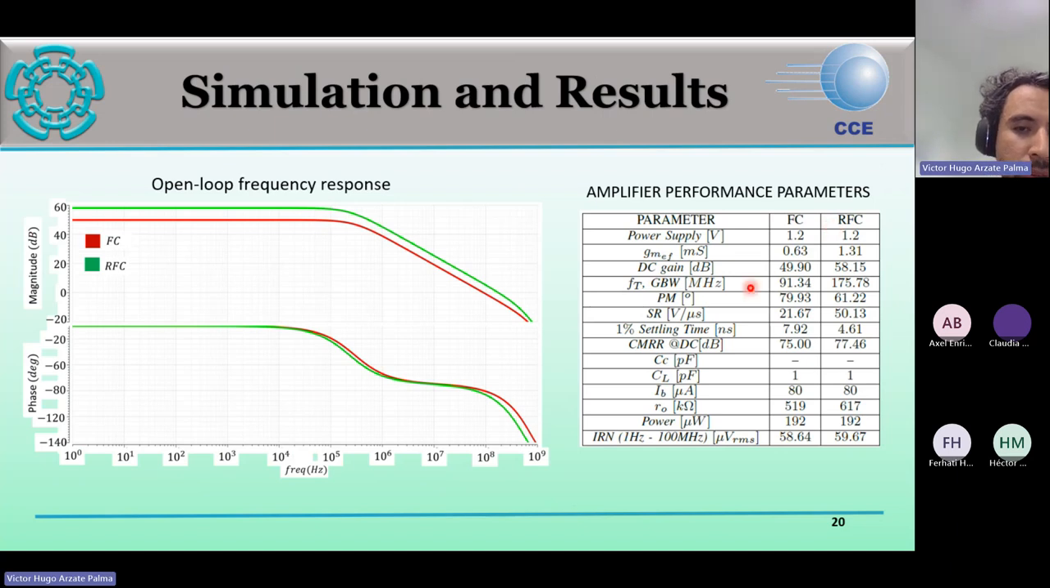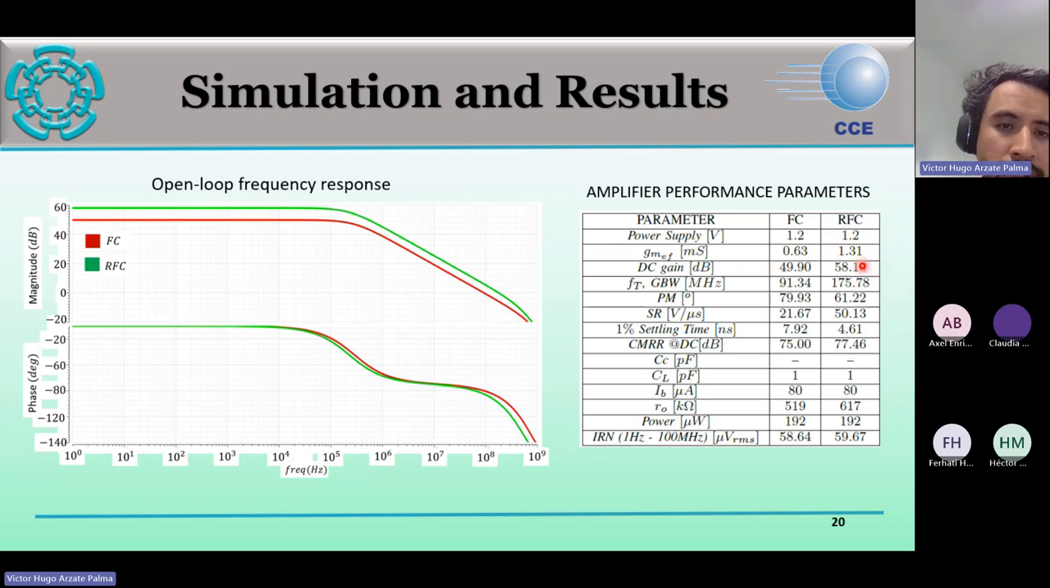So this figure shows the open loop frequency response, and we have some parameters here, like the gain bandwidth product. For example, the polycascode is 91.34 megahertz, and for the recycling polycascode, it's 175.78 megahertz. And the gain is bigger in the recycling polycascode.